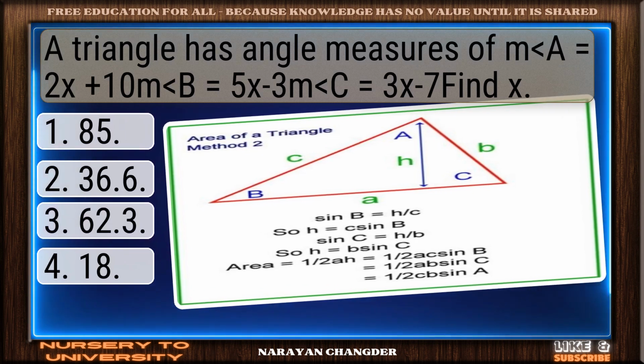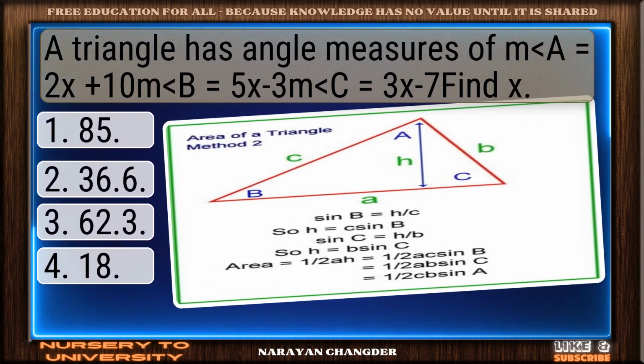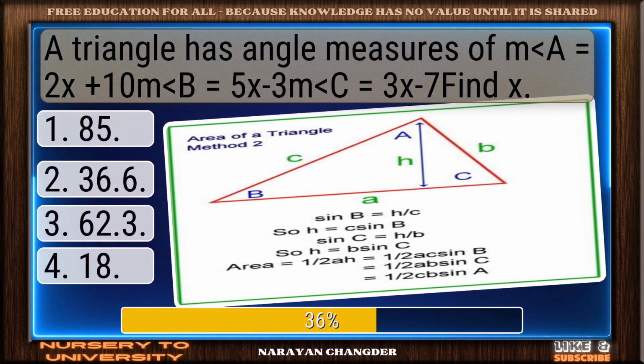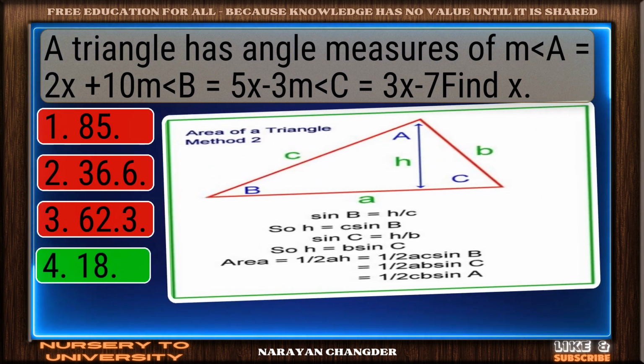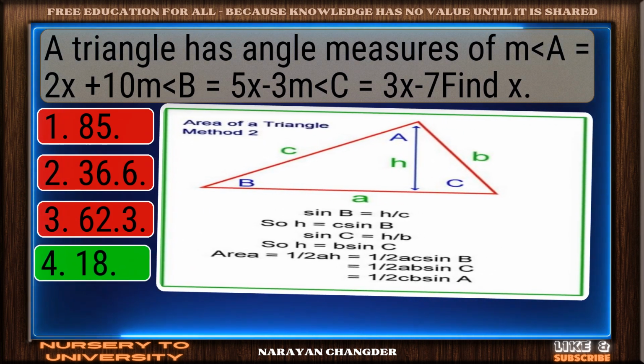Question number 26. A triangle has angle measures of angle A equal to 2x plus 10, angle B equal to 5x minus 3, angle C equal to 3x plus 7. Find x. Clear logic. Your choice 18 is sound and 100% true.